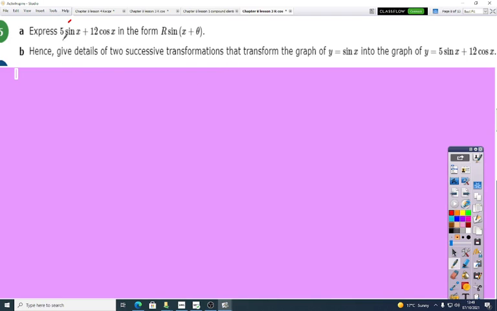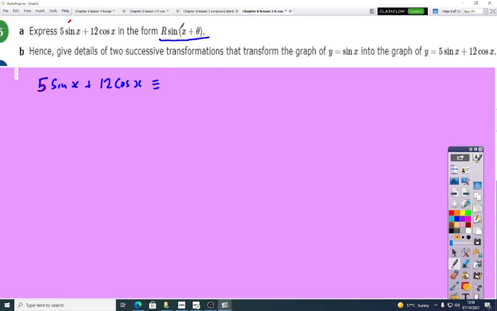Okay, so let's have a look at this. It says express 5 sine x plus 12 cos x in the form r sine(x plus theta). We'll deal with the second bit in a second. Let's just deal with this. First of all, 5 sine x plus 12 cos x is identical, can be put in this form.